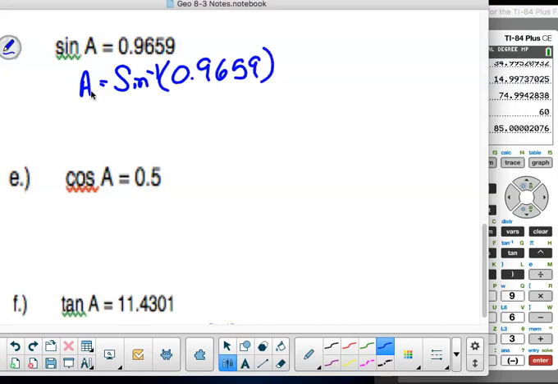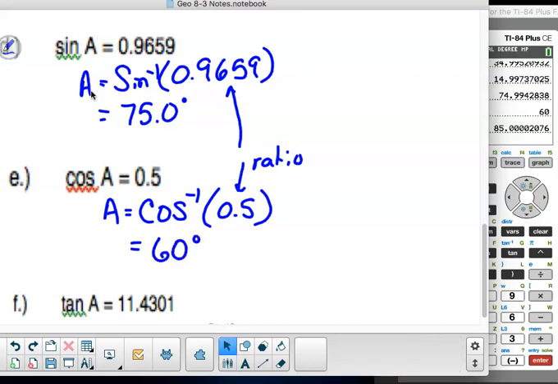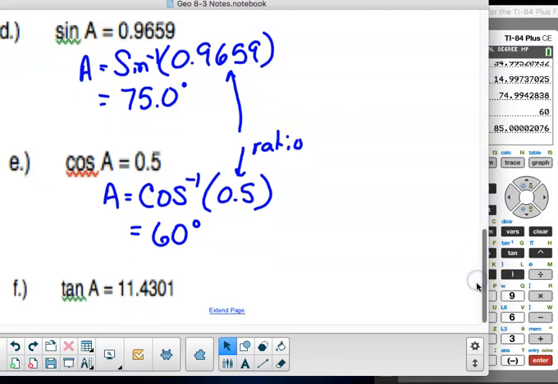Okay, this is me showing my work and my answer, rounded to the tenth of a degree. And the cosine, A is equal to the inverse cosine of 0.5. Now the inverse cosine takes a ratio. Keep in mind, these are all ratios, and they shoot out an angle value. This is 60 degrees, and not being rounded, it's exactly 60 degrees. I don't have to do anything special with that.